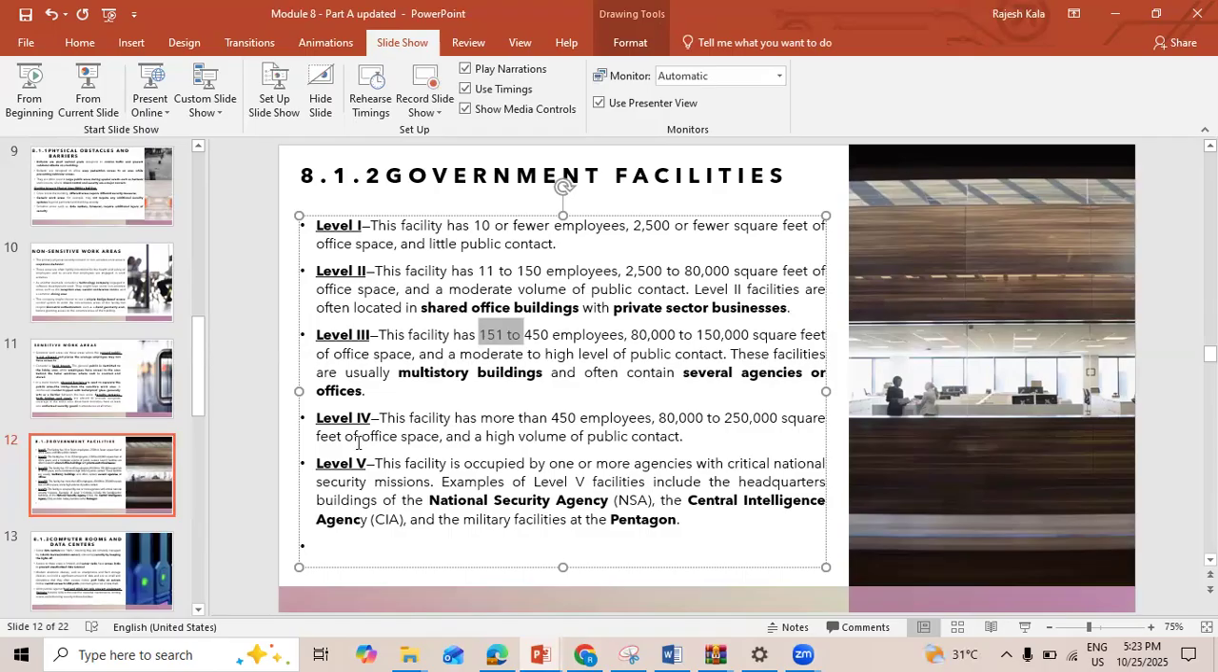Level 5. These are critical national security agencies, like the National Security Agency or the CIA, or the office at the Pentagon, USA. All these are different types of government facilities. Each one will have a different level of security based on the number of employees.